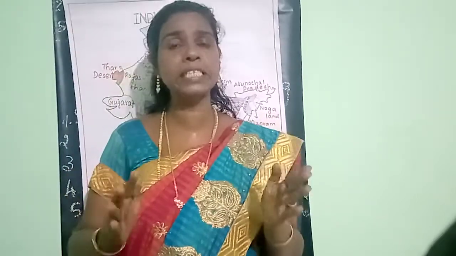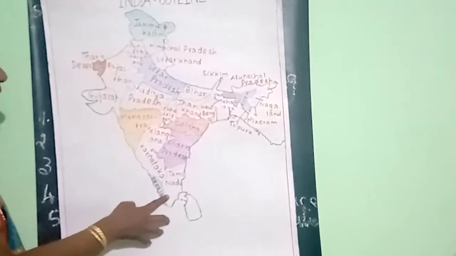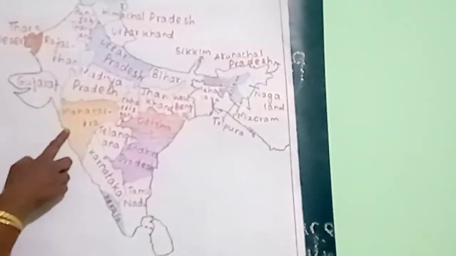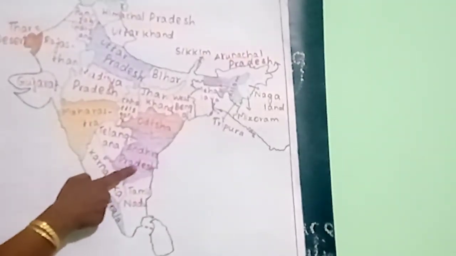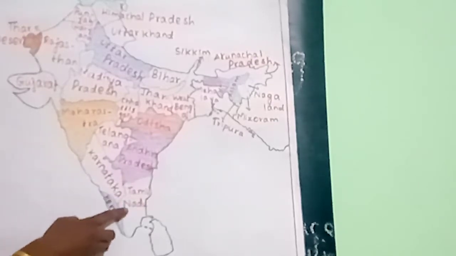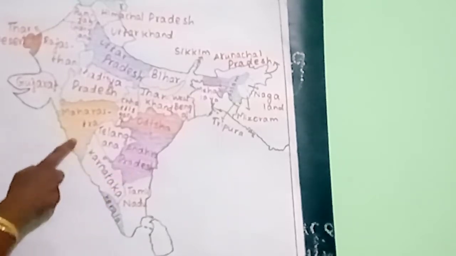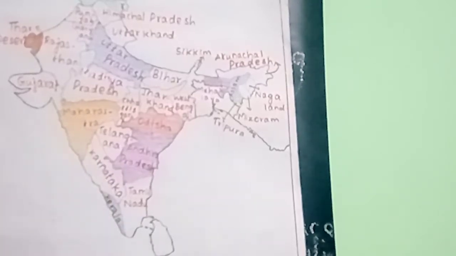Some of the states mostly use this type of farming, for example Tamil Nadu, Karnataka, Maharashtra, then Andhra Pradesh. These states mostly use this type of farming.